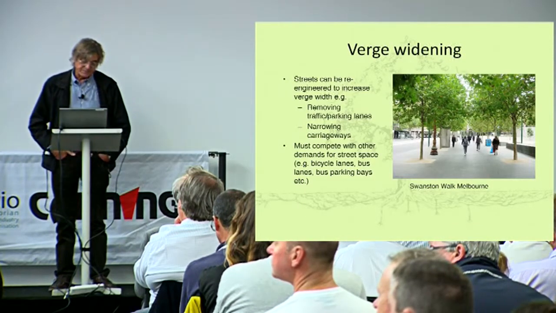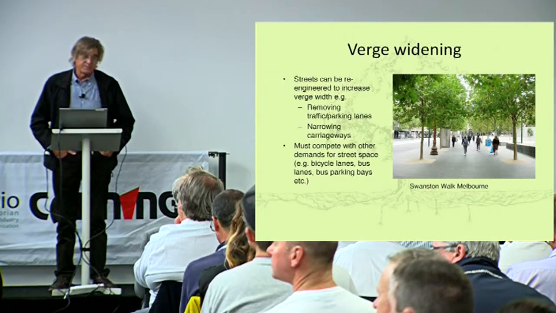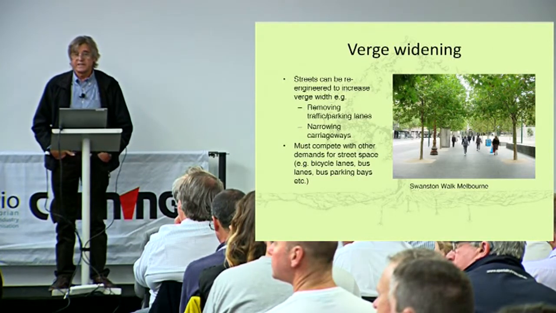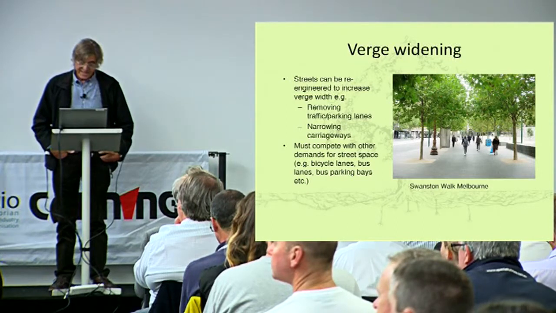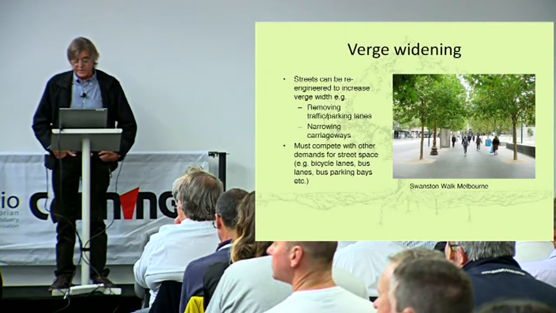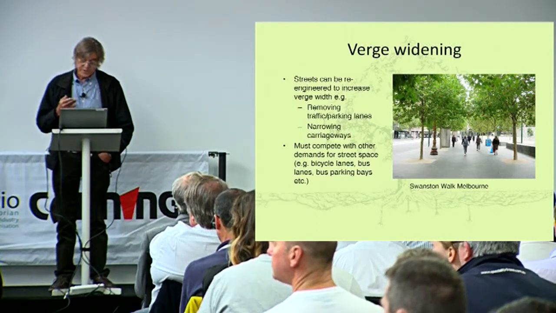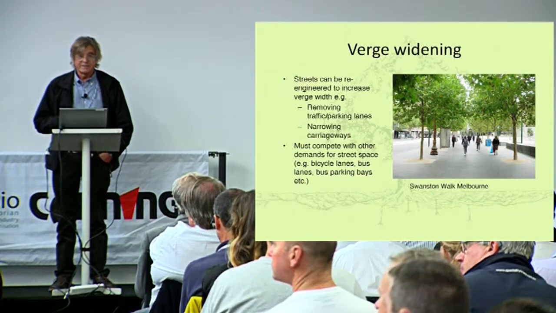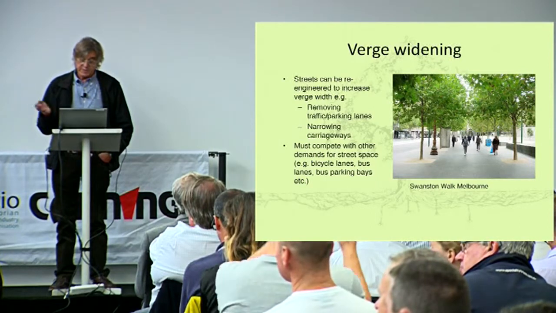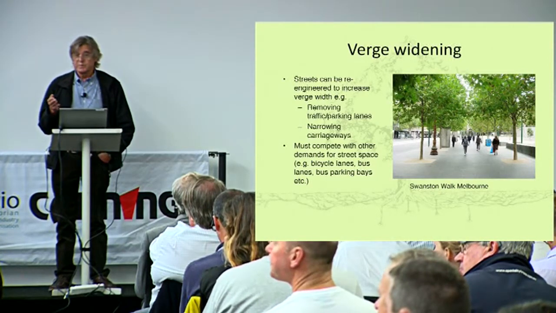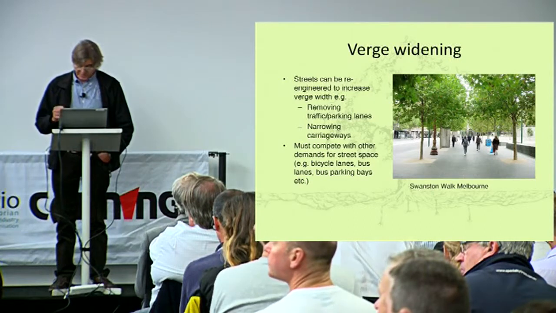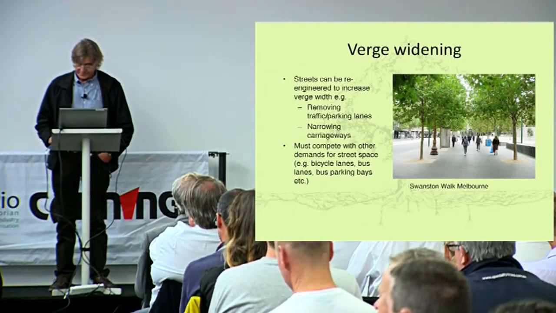Verge widening. We can widen the verges by doing things to streets, removing parking lanes, narrowing carriageways. We have to compete with all the other demands in the street, such as bicycle lanes. And obviously Swanston Walk in Melbourne is a good example where you've given the pedestrians and trees a bit more priority over traffic than usually occurs.